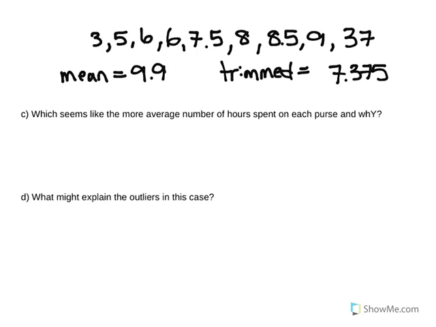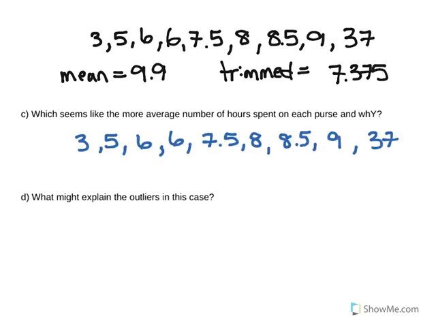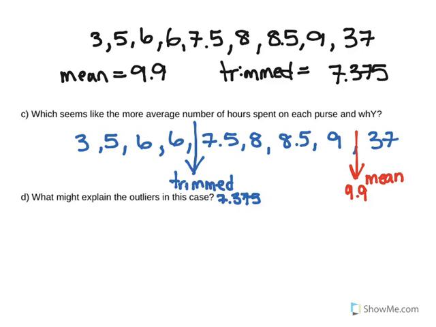To visualize this, we have our trimmed mean and our mean. If we were to put our data in order, so here's our data in order, we know that the trimmed mean would be in here, and it would be our 7.375. If we were to take our actual mean that we got, 9.9, it would be right here. And that was our normal mean. What you should be able to see is that it is nowhere near the middle of the data.